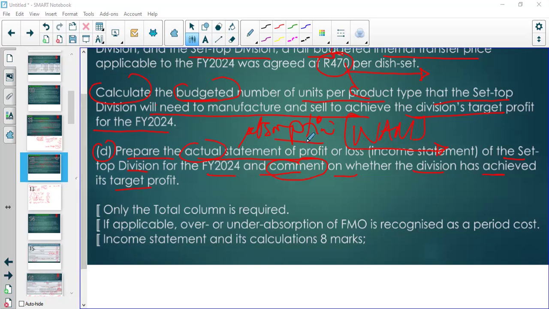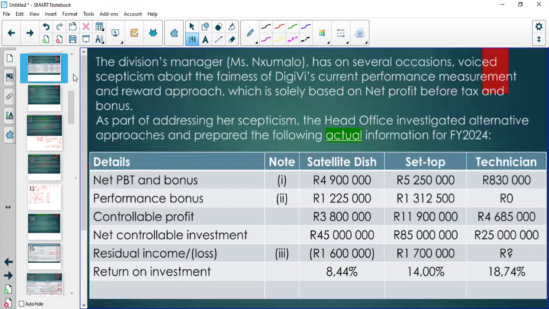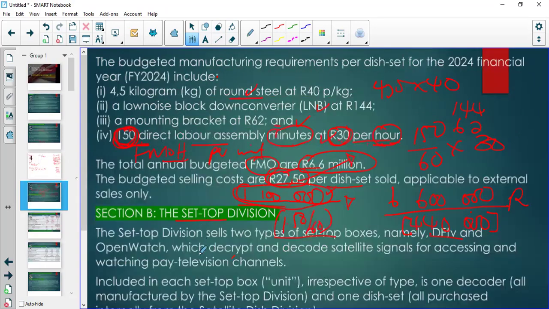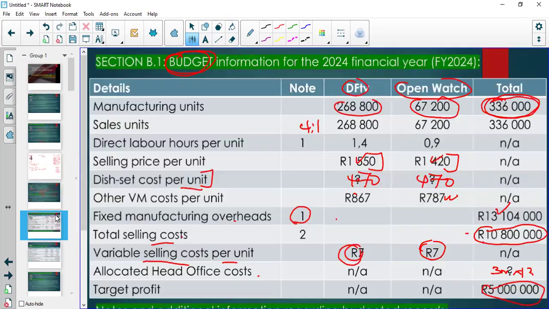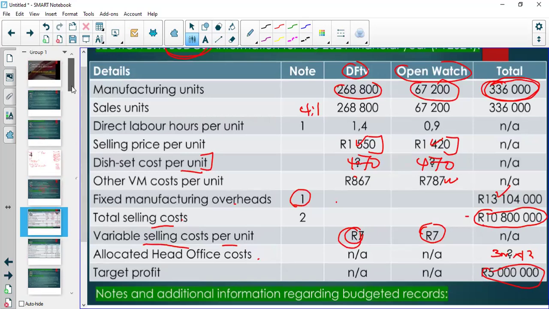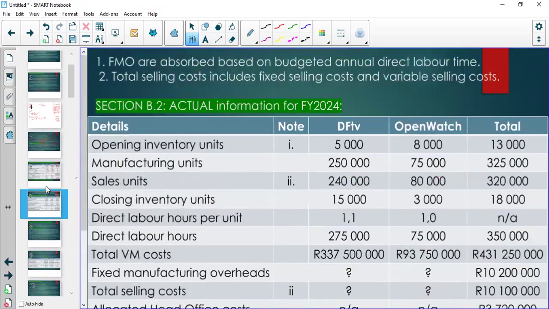So this is the set-top division. So let's go to the set-top division. Right. So what we're looking for is the actual, right? So this is the budgeted. We'll come to the budgeted when there's a relationship between the budgeted and the actual. But otherwise, we're going to focus on the actual.